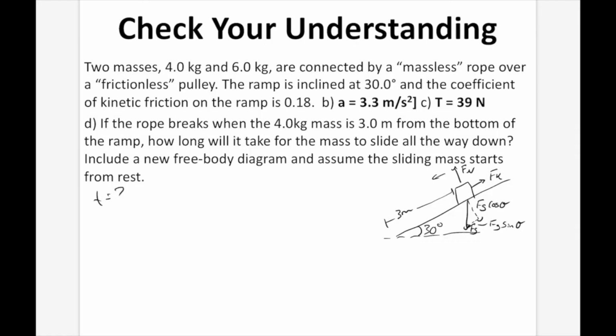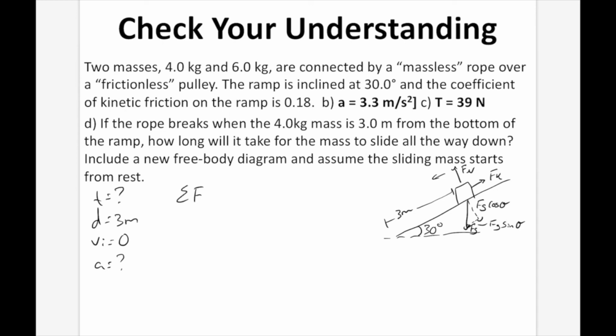So T is going to be our question. You know, the distance it's going to slide is 3 meters. You know, the Vi is 0 because it says start from rest, but we do not know the acceleration, and we do not know the Vf. The variable that's going to be useful in this question is acceleration. So we need to figure that out, and then we can figure out T. So how are we going to figure out the acceleration?